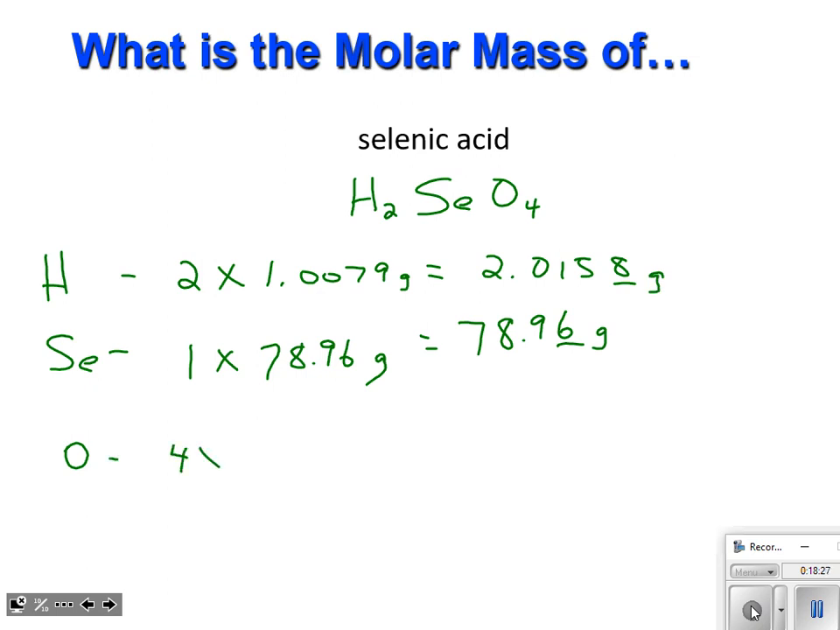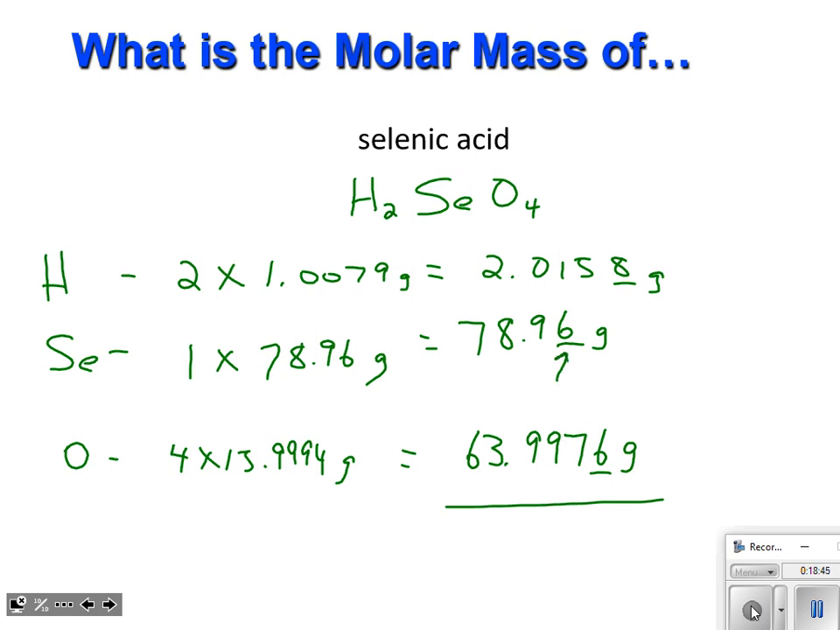Oxygen. 4 oxygens, 15.9994 grams each. So that's going to give me 63.9976 grams. When I do the math, I can see that I'm going to have my sig figs at not the 10th, but the 100th place. So when I did my math, I came out with 144.97 grams. Now, how many people give me a thumbs up on that? They got it.